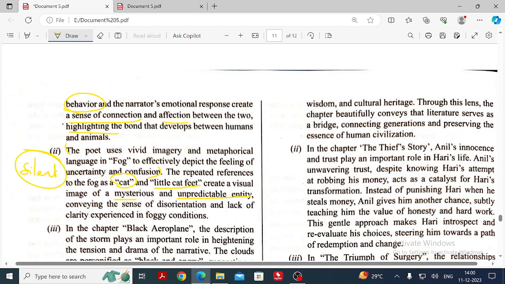Silent. Which means how the fog has entered very silently, like the fog. That word you should not forget. And then conveying the sense of disorientation and a lack of clarity experienced in foggy conditions. So the very first point is very important, that you have to remember.